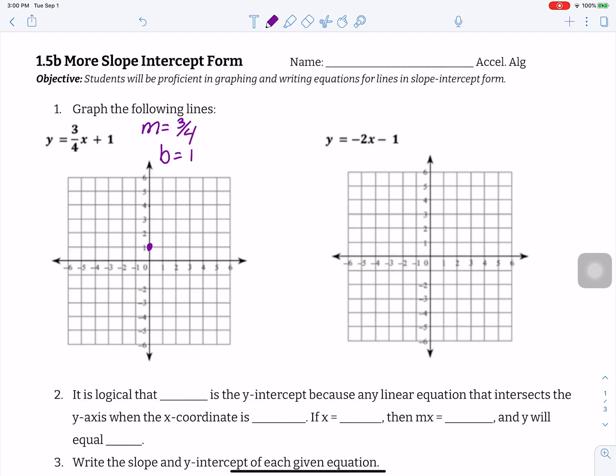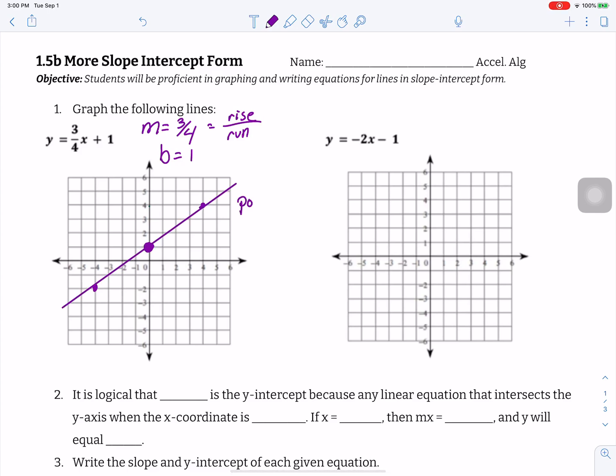From that point, I'm noticing that my slope is positive because it just says 3/4. So I'm going to go up 3, and then I'm going to go to the right 4 because remember that this is rise over run. And then I ran out of room, so I don't have enough room to go up 3 over 4. So I go back to that y-intercept point, and now I can go down 3 and over 4. And again, there's not enough room, but I can draw in my line.